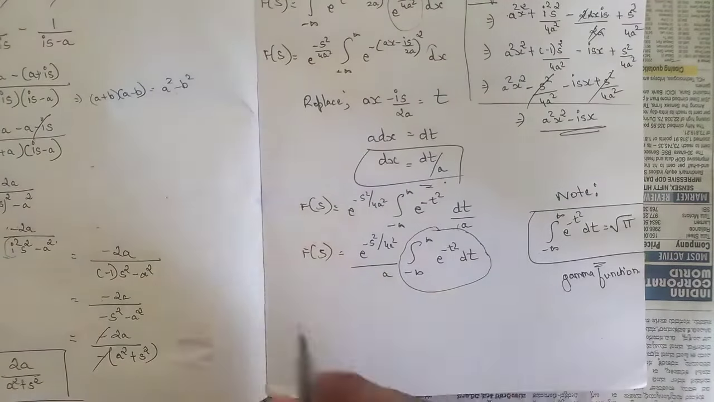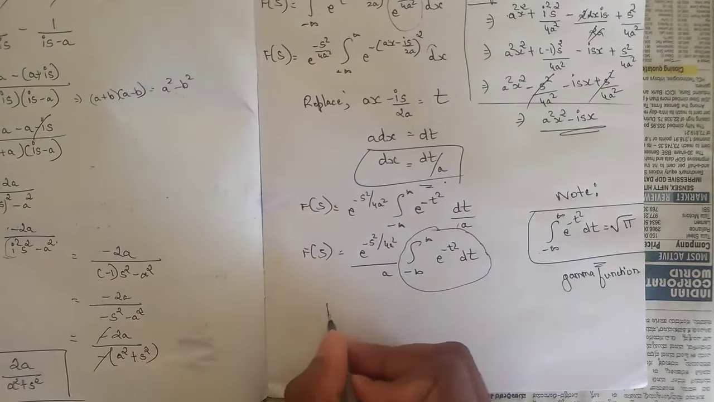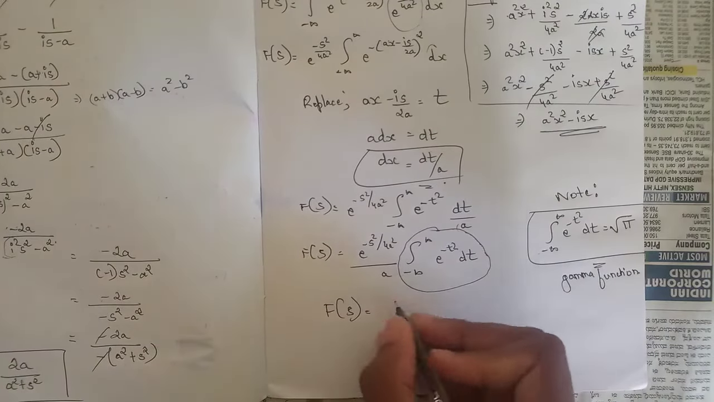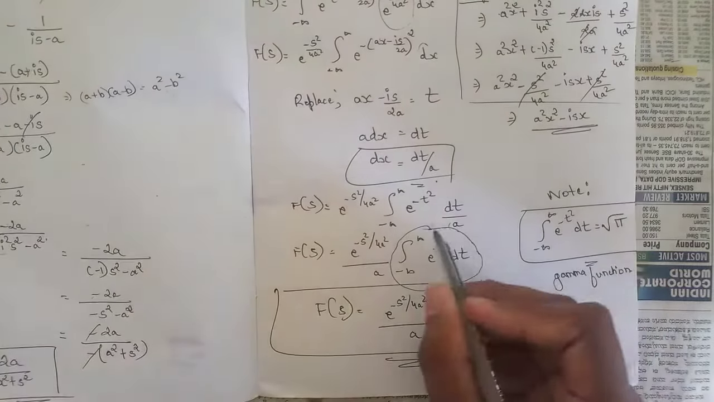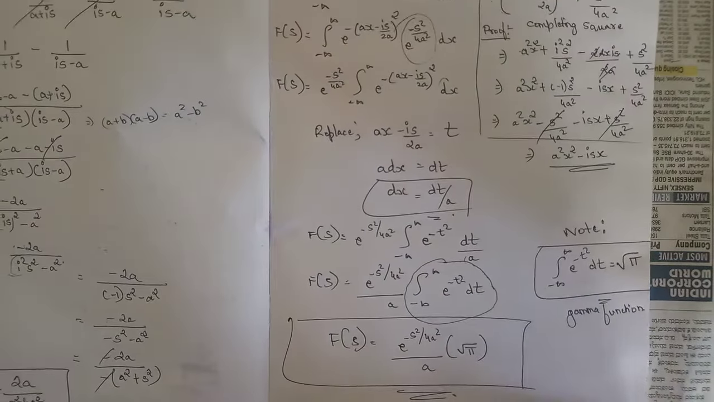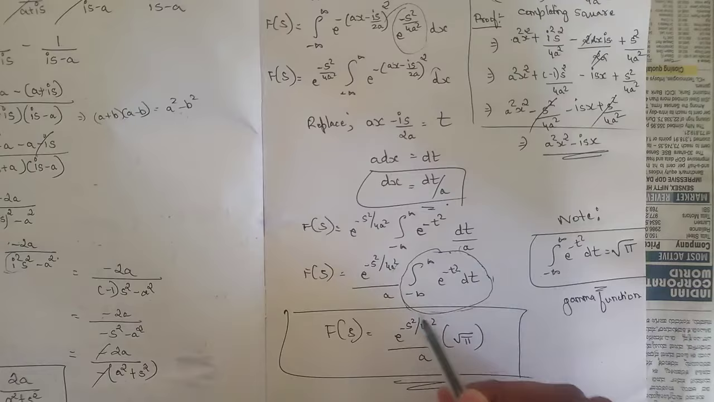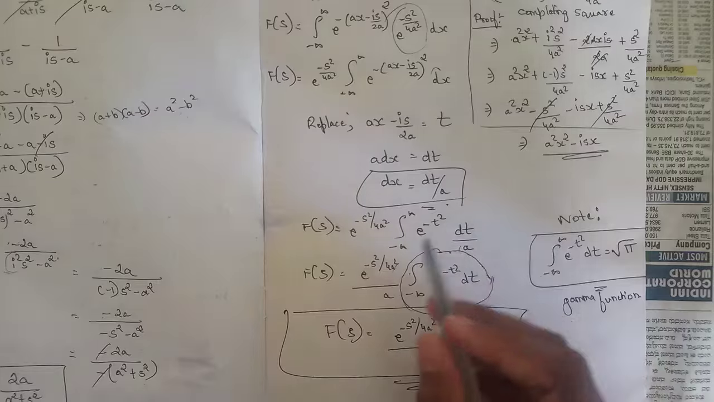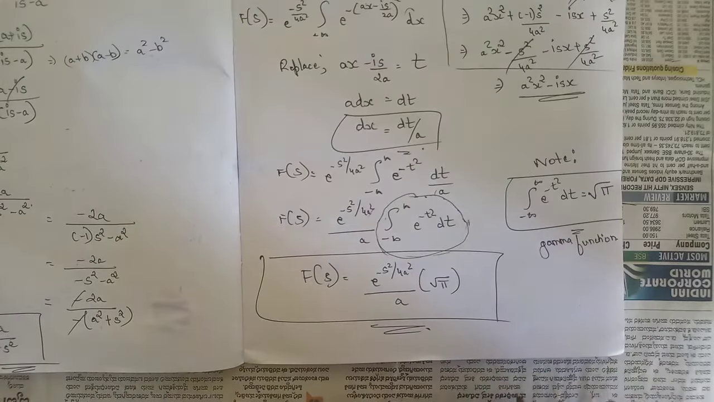Nothing much to do now. We need to substitute this value as root pi and we get the final answer, that is e power minus s square by 4a square divided by a into root pi. So this itself is your final answer for this question. Please make a note of this. We have substituted some values in such a form that we get the term integral from minus infinity to infinity e power minus t square dt, so that the solution becomes easier. Otherwise this problem is a bit lengthy.